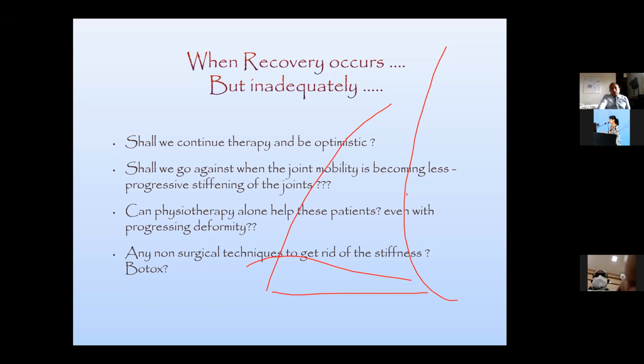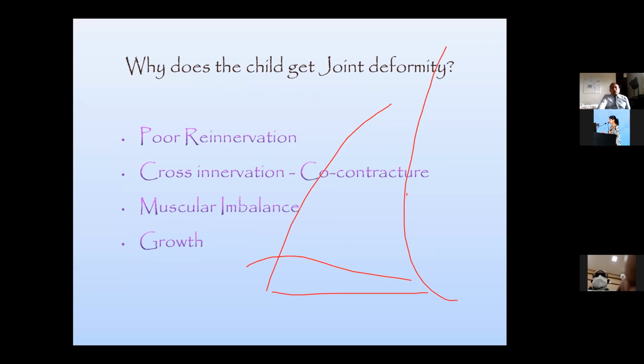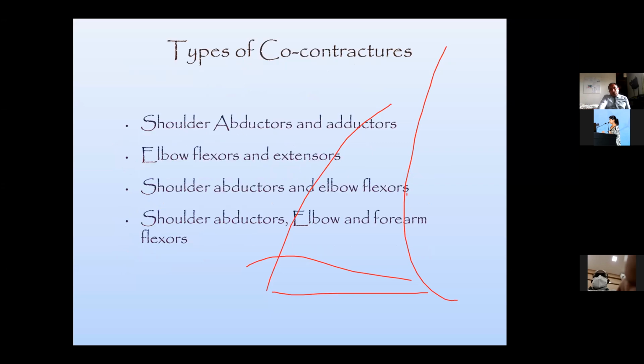Usually physiotherapy alone cannot help these patients, and they need some surgical intervention. Botox injections are also used for these kinds of patients. So why do they get this joint deformity? It is because of continuous poor reinnervation and incomplete recovery. Mostly there is cross-innervation and they go into co-contractures. There can also be muscle imbalance and growth disturbances. In co-contractures, shoulder abductors and adductors co-contract, as do elbow flexors and extensors, shoulder abductors and elbow flexors, and elbow and forearm flexors. These are the types of co-contraction due to cross-innervation.